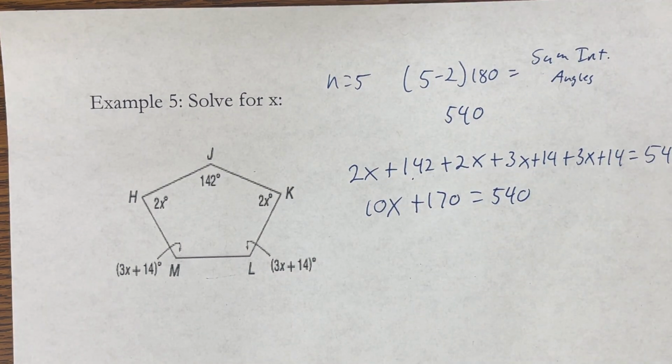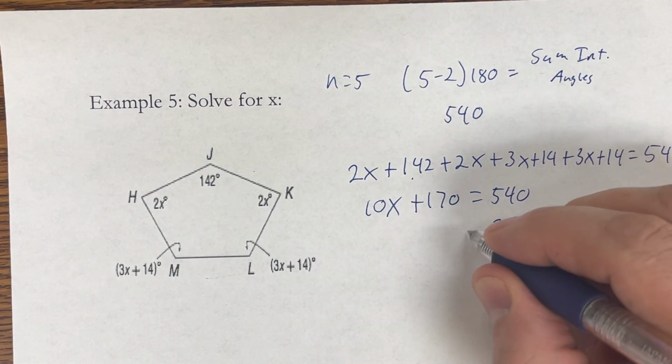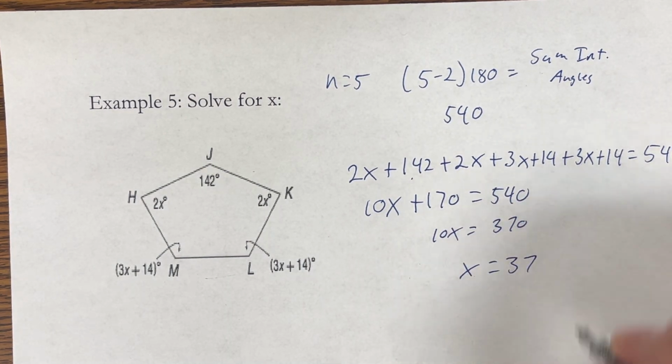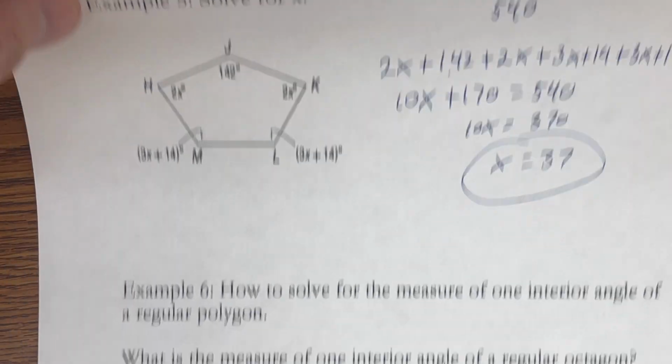And we'll finish solving. 540 minus 170 is 370. Divide by 10, and x is equal to 37. So we found x. All right, last example here.